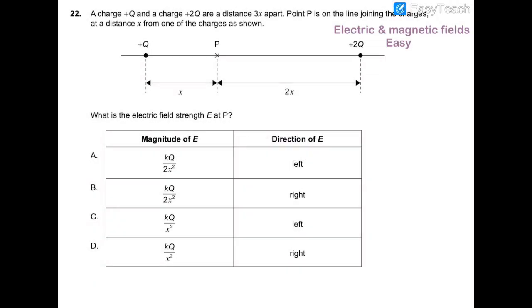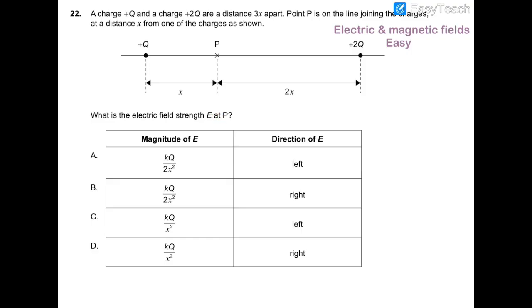In this question, you can see that there is a charge plus q and there is a charge of plus 2q that are at a distance of 3x apart from each other. The point P is on the line joining the charges, at a distance of x from one charge and at a distance of 2x from the other charge. What is the electric field at P?